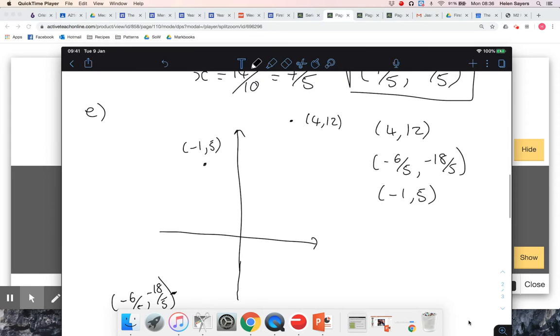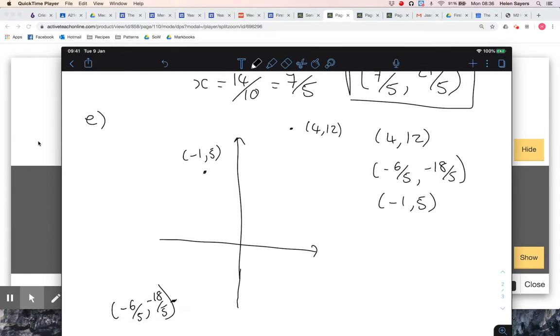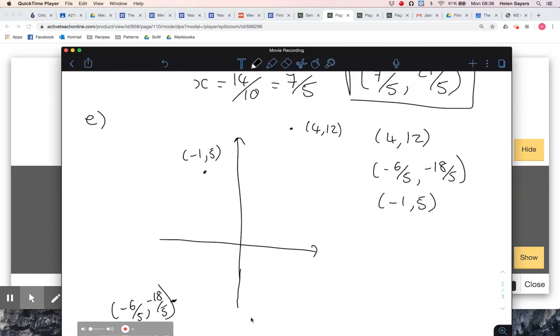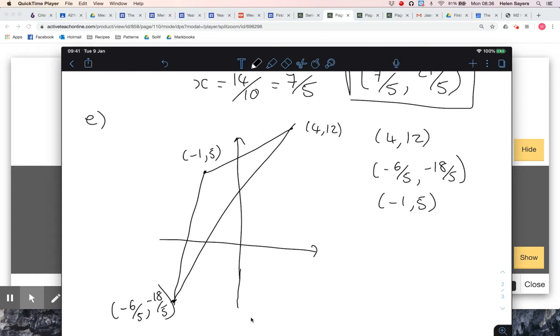Well, actually, I feel I've missed something quite important, haven't I? Oh, hang on. So B and C are both on the line y equals 3x, and line 1 is perpendicular. Oh no, maybe I'm fine. Right. Okay, so I want the area of that triangle there.